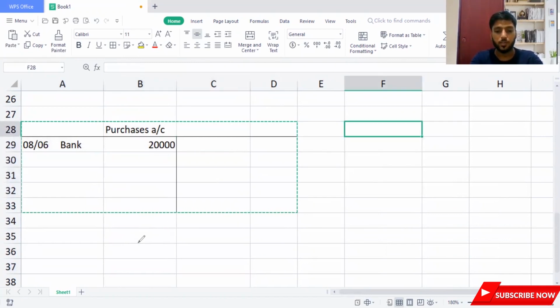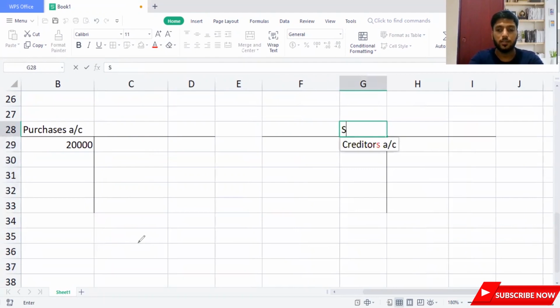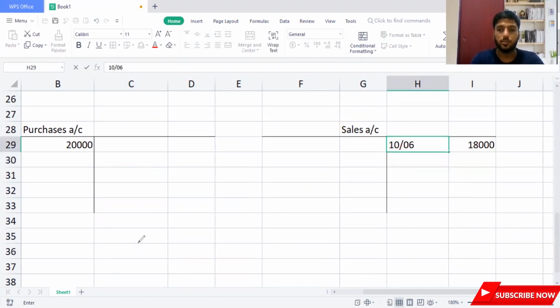Yeah. So I'm going to paste here and name it as sales account. I'm going to write here sales account is how much? Well, sorry, 18,000. So after recording 18,000, I'm not yet done. I need to put the date and the reason. 10th, 6th, and I will say bank.